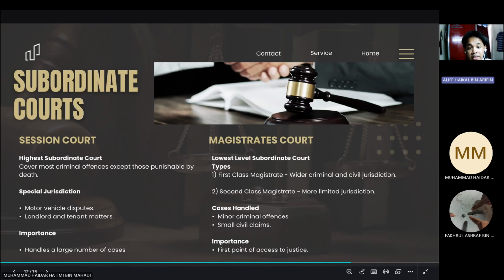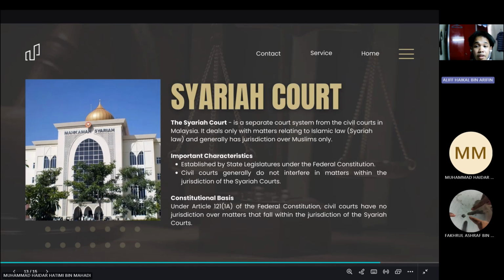But what about the parallel track? The Sharia Court deals exclusively with Islamic law and generally has jurisdiction over Muslims only, established by state legislatures. It is completely insulated under Article 121(1A) of the Federal Constitution. Civil courts have absolutely no jurisdiction over matters that fall within the Sharia Court's domain.